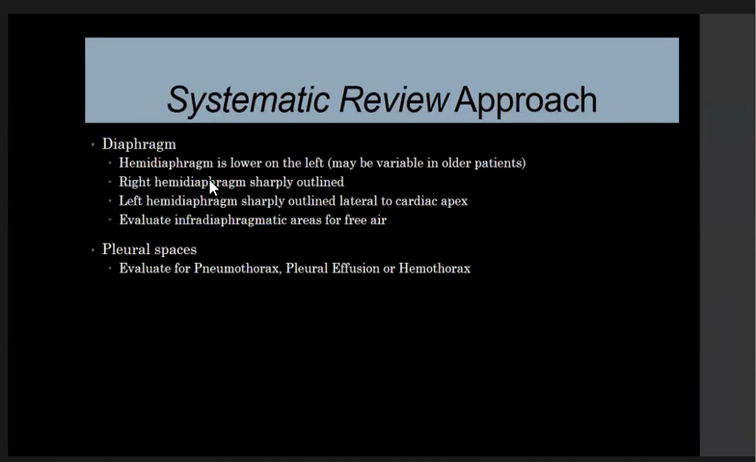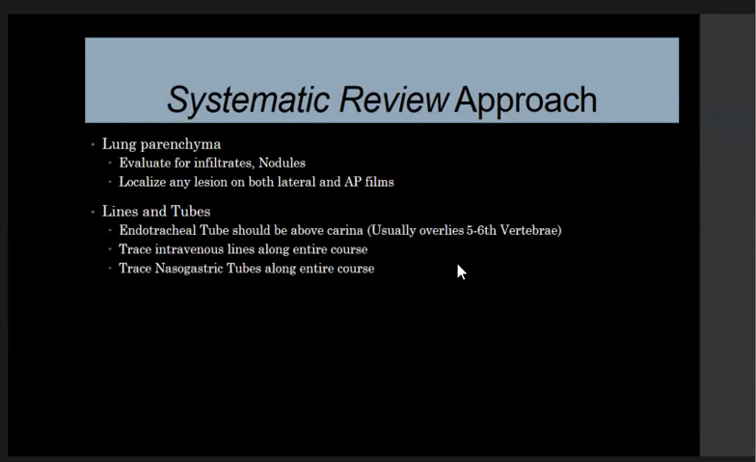Look for the diaphragm. The right hemidiaphragm is usually higher than the left, and this may be variable in older patients. The right hemidiaphragm is sharply outlined, and the left hemidiaphragm is sharply outlined lateral to the cardiac apex. Evaluate the infradiaphragmatic areas for free air. Look for pleural spaces, evaluate for pneumothorax, effusion, or hemothorax. Look at the lung parenchyma for masses, infiltration, consolidation, nodules, and check the lesion; if there is any, the lateral view may be advantageous.